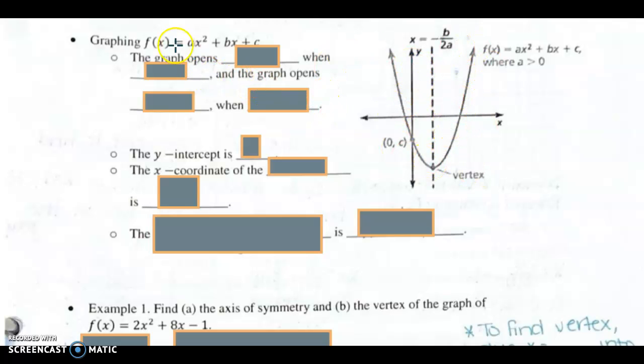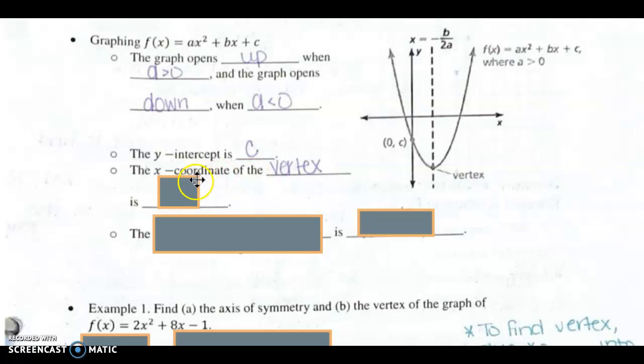The graph opens up when a is greater than 0. So when this a up here is positive, it opens up. And it opens down when a is less than 0, or when a is negative, because remember, negatives represent reflections. It says the y-intercept is c. So whatever this c value is, that's where it crosses the y-axis. If it's plus 2 at the end, your y-intercept will be at 2. If it's minus 7 at the end, it'll be at negative 7.